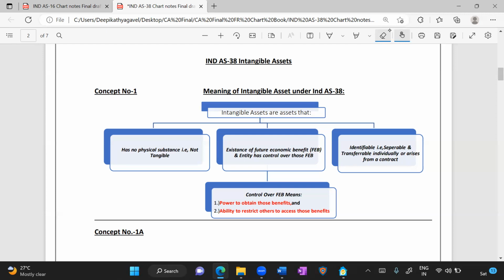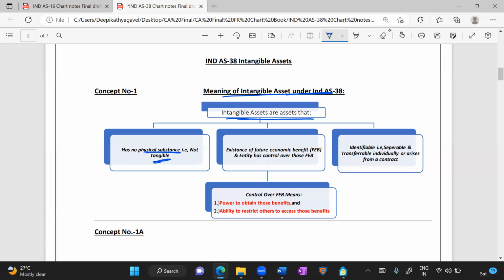The first concept that you need to learn in the chapter Intangible Assets in IND AS 38 is the meaning of intangible asset under the standard, right? As per the standard, intangible assets are those assets that have no physical substance. Obviously, that is why they are known as intangibles, because if they were tangibles, they already have existing standards: PPE, that is IND AS 16, and in case of inventories, you have IND AS 2. So the main characteristic of an asset to be covered under IND AS 38 is that it should have no physical substance.